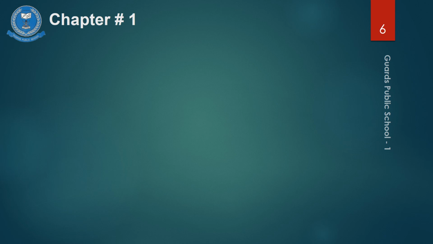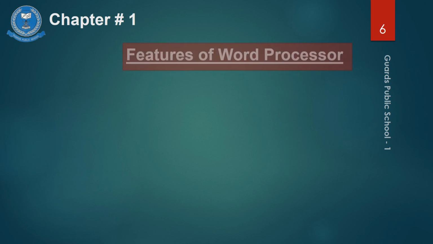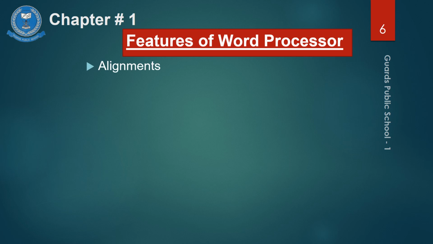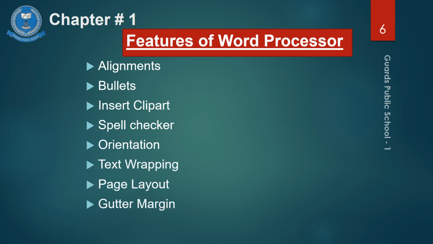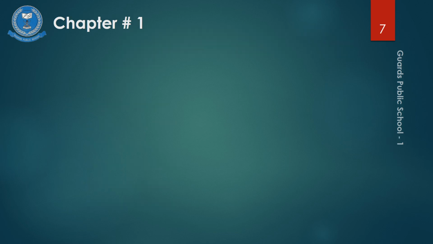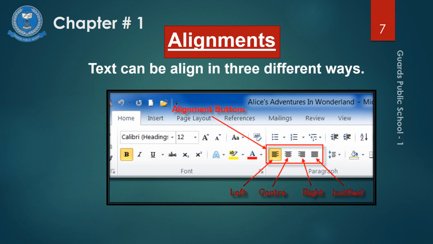Let's discuss features of word processor: alignments, bullets, insert, spell checker, orientation, text wrapping, page layout, gutter margin. In this slide, we are discussing features of word processor in detail. Number 1, alignment. As you know, alignment means you can arrange your text, paragraph and your heading in a different way. Alignment is the arrangement of text lines in a paragraph.